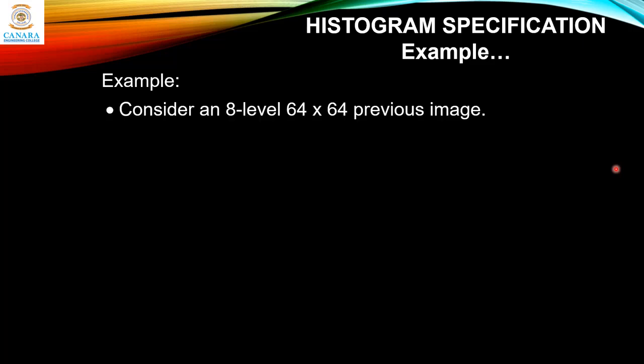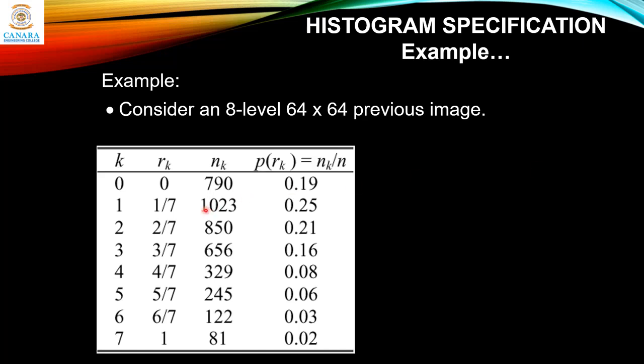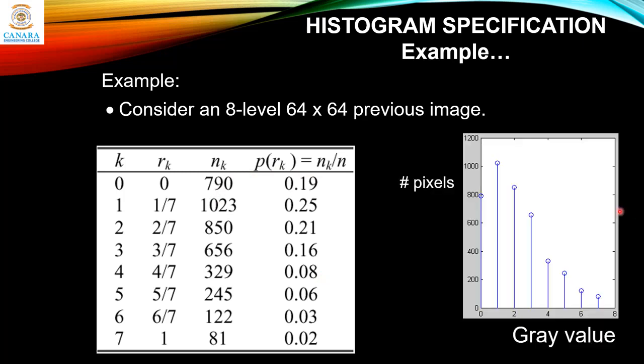Let us see an example to understand this histogram specification process. So consider the same 8 level 64 cross 64 image that we had seen in the previous example for equalization. So this was the table we obtained. This process we understood in the previous lecture: how to obtain the values for all these columns n_k, p of r_k, and r_k. Normalize the n_k value and you get p of r_k. So this is the histogram of the input image.